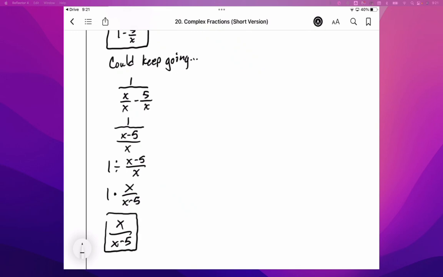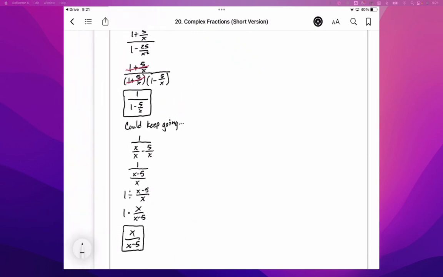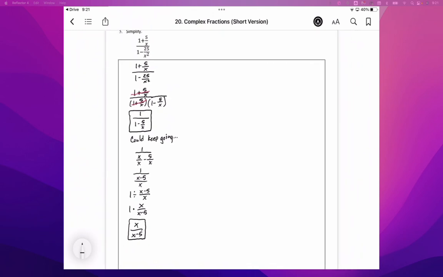That's another acceptable answer. I'm not sure if Alex will accept both of those or not. I would accept both of those, but like I say, this last one, there's not going to be a question like this on the test. I promise.